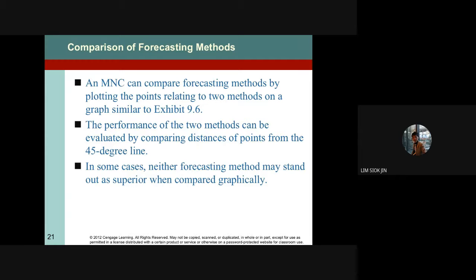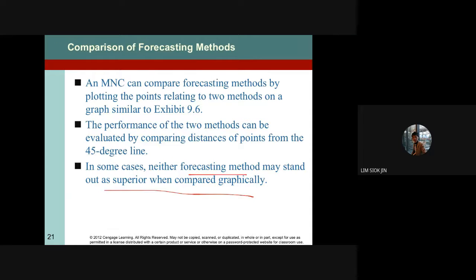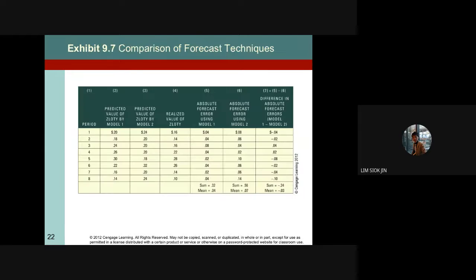In some cases, neither forecasting method may stand out superior when compared graphically. So in a certain case, I may say Peso's line is better. But if I compare with the whole world, this is just one country. If I compare with the whole world, perhaps Sanjita's line is better, right? So there is no one method that is perfect or better than another, if you want to compare all together. So it can be a different model for different countries.